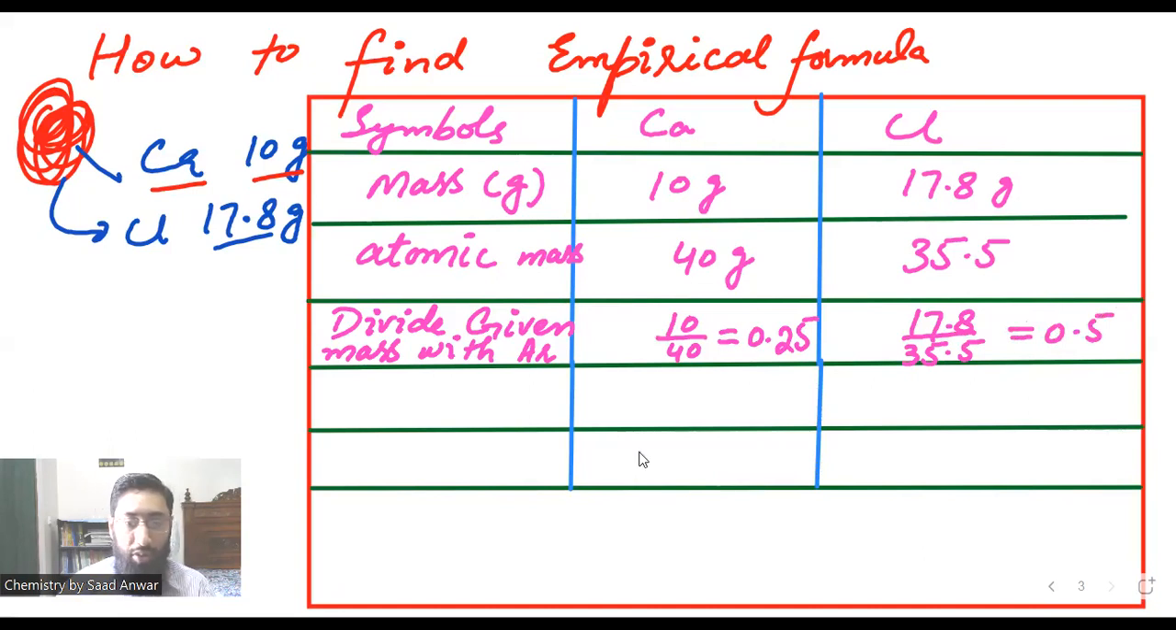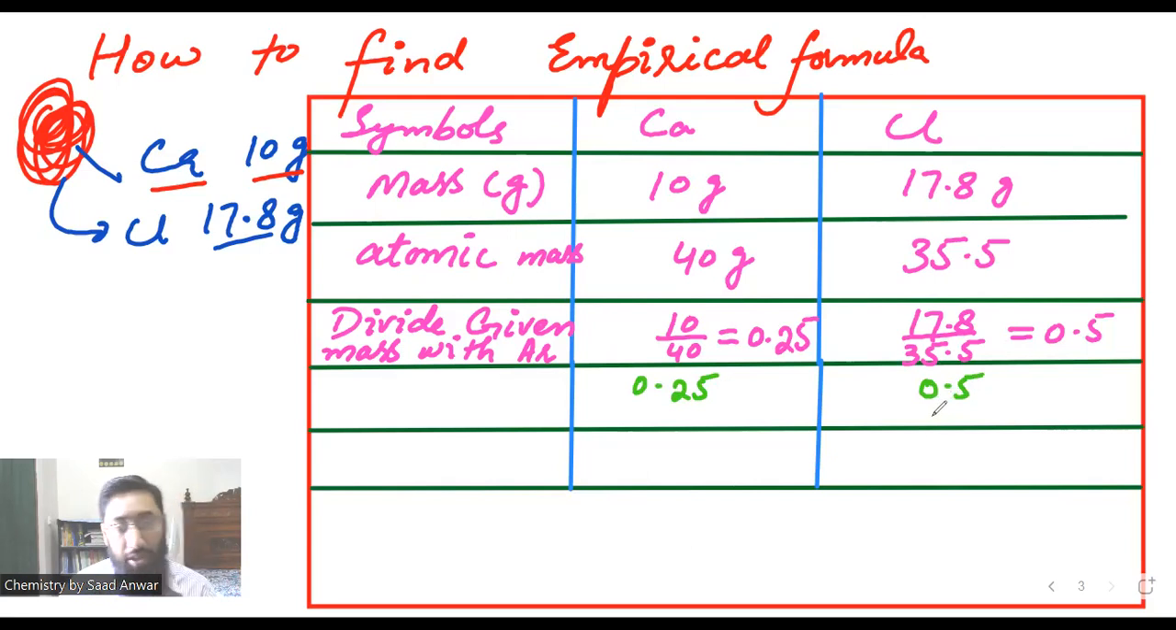Okay, now move to the next step. So guys, what is the next step? Actually, the next step is here you see we have two answers, 0.25 and 0.5. Now figure out which is the smallest value. Obviously 0.25 is the smallest value.